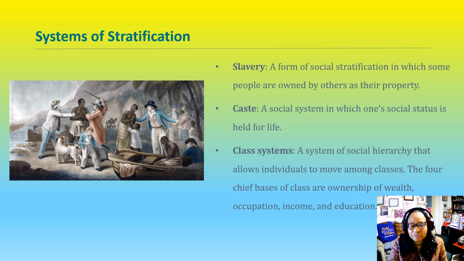Systems of stratification. Systems of stratification look at things such as slavery, the caste system, or class systems. Slavery is a form of social stratification in which some people are owned by others as property. Caste is a system where one social class is held for life. And the class system is a system of social hierarchy that allows individuals to move amongst classes.